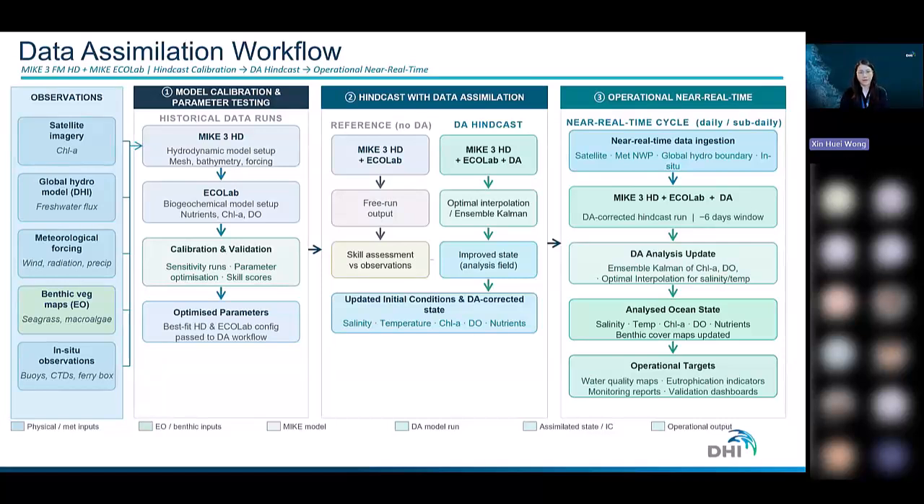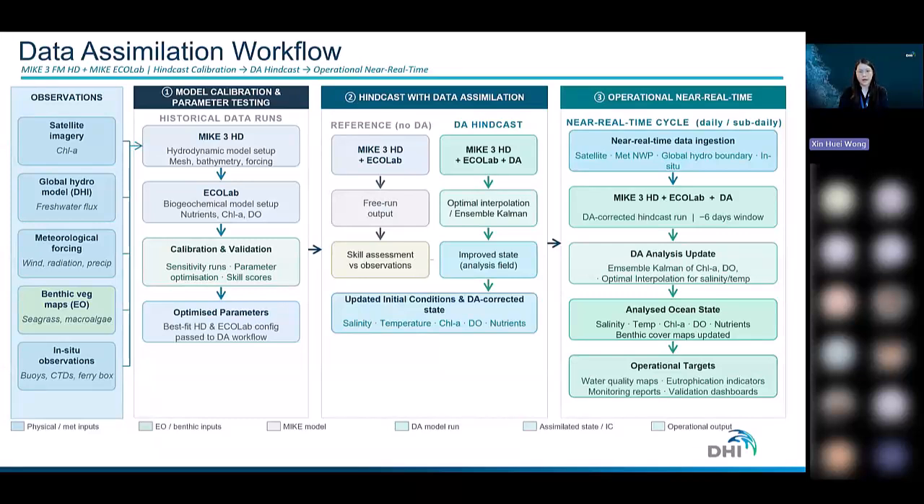Then, namely for temperature and salinity, we have applied optimal interpolation, and for chlorophyll A and dissolved oxygen water quality parameters, we have used ensemble Kalman filter. All these would be elaborated later.